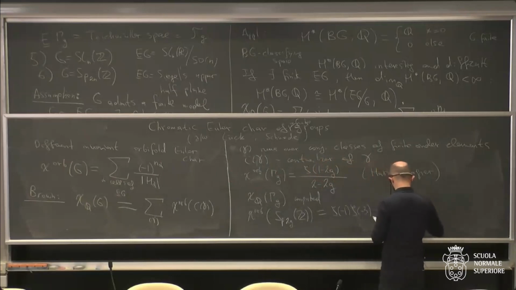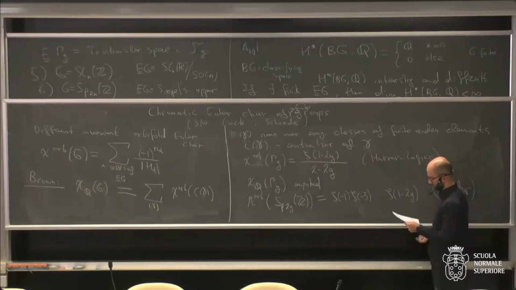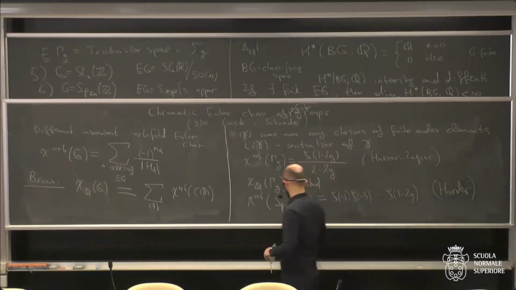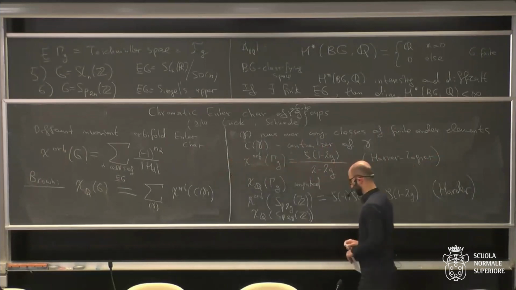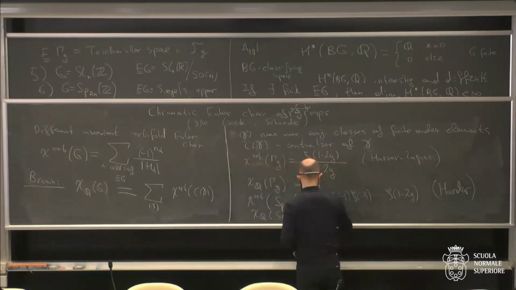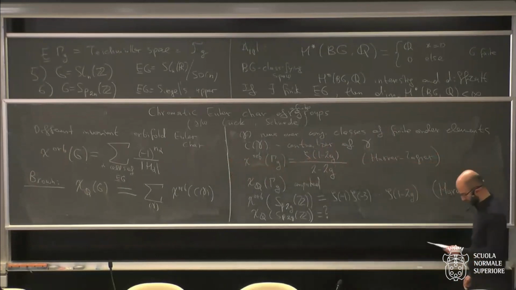And this is a result by Harder. Günther Harder proved this in the 70s. But the rational Euler characteristic of these things is not computed. So in general, it's an open problem, a very complicated open problem directly related to arithmetic geometry. It's not really known how far this can be computed.